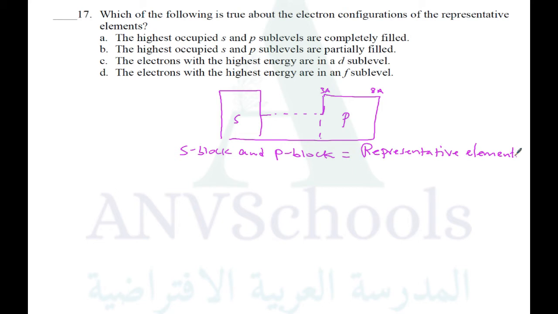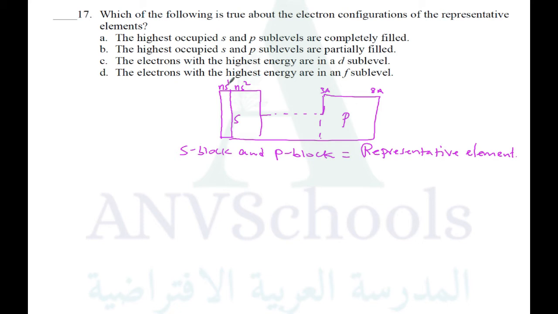So what will the configuration look like in the S block and P block? Which of the following is true about the electron configuration? The highest occupied S and P sublevels are completely filled. No. If you take the S group 1, the S is only NS1. Here, NS2. So this is not correct.